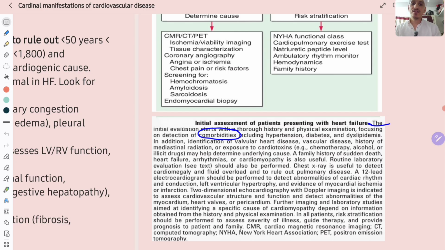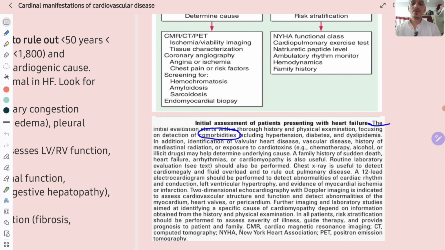Routine laboratory evaluation should also be performed. Chest X-ray is useful to detect cardiomegaly and fluid overload and to rule out pulmonary disease. A 12-lead ECG should be performed to detect abnormalities of cardiac rhythm and conduction, left ventricular hypertrophy, and evidence of myocardial ischemia or infarction. Two-dimensional echocardiography with Doppler imaging is indicated to assess cardiovascular structure and function and detect abnormalities of the myocardium, heart valves, or pericardium.